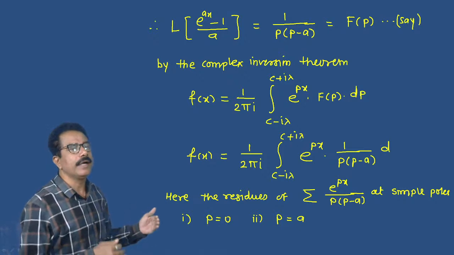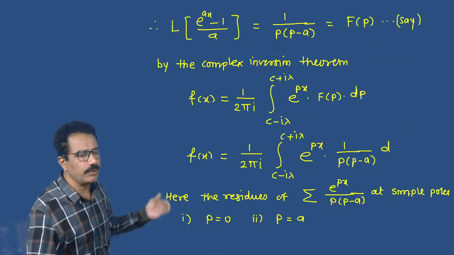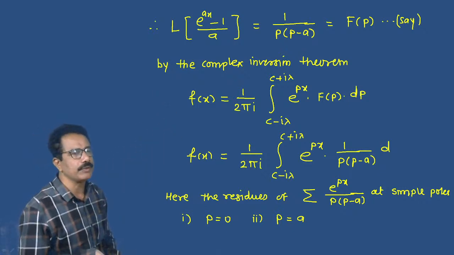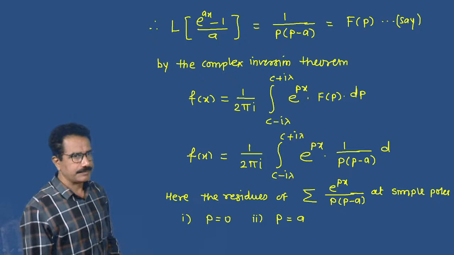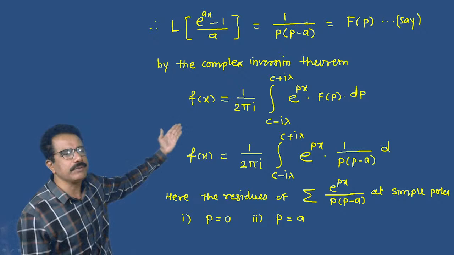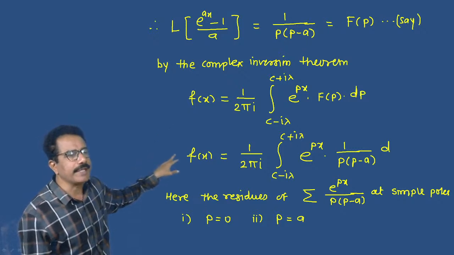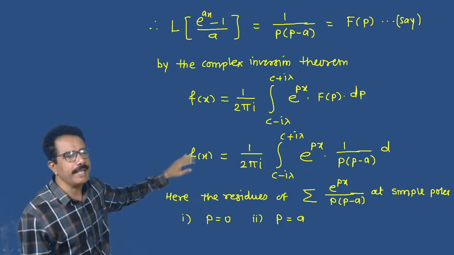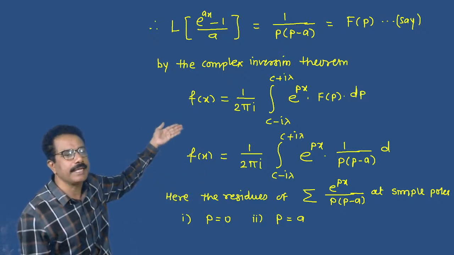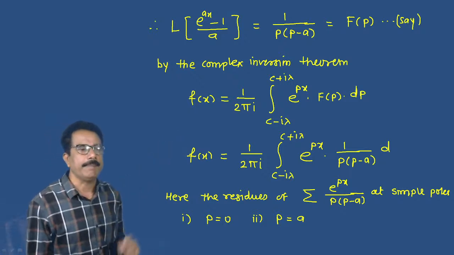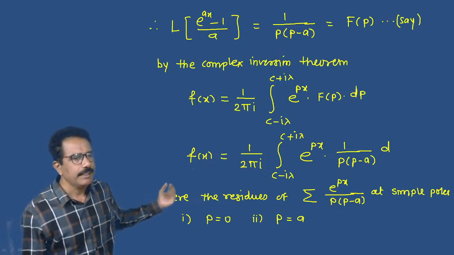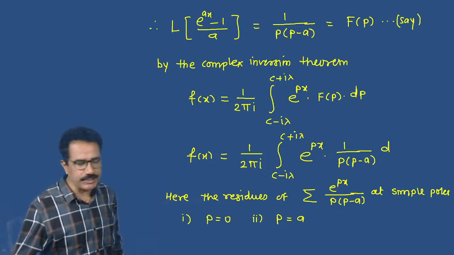Now actually we suppose that, so we will get the result L of (e raised to ax minus 1) divided by a is equal to 1 upon p into (p minus a), which is equal to capital F of p. Now by the complex inversion theorem, f of x is equal to 1 upon 2 pi i, integral from c minus i lambda to c plus i lambda, e raised to px into capital F of p dp. In place of lambda, you can use infinity also.